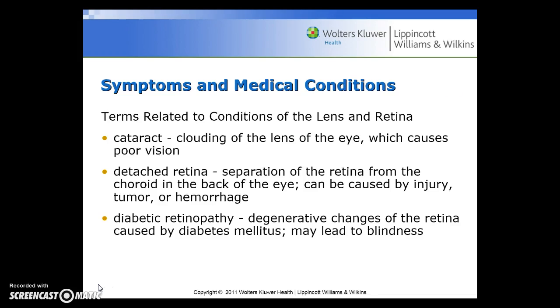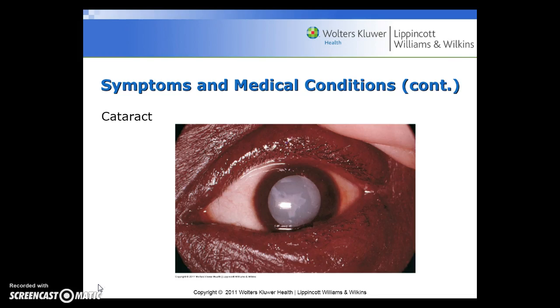Conditions of the lenses and retina: cataracts, those are the clouding of the lens of the eye, which causes poor vision. A detached retina, that's the separation of the retina from the choroid in the back of the eye, and it's usually caused by an injury, tumor, or hemorrhage. Diabetic retinopathy, that's a degenerative change of the retina caused by diabetes mellitus, and it usually leads to blindness.